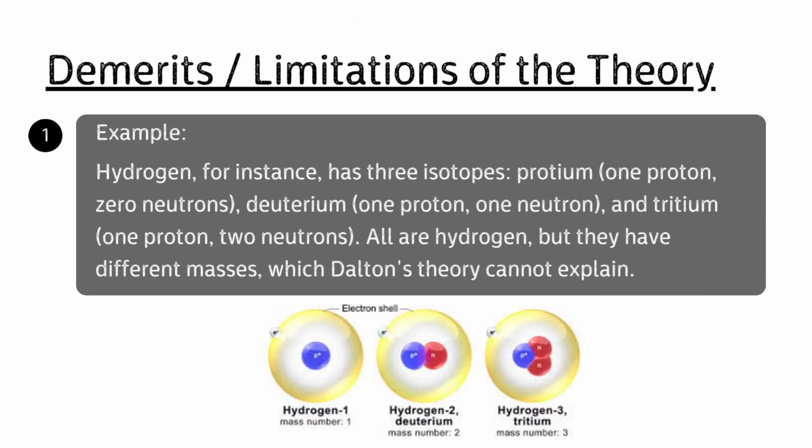Example: hydrogen, for instance, has 3 isotopes. Protium, 1 proton, 0 neutrons; deuterium, 1 proton, 1 neutron; and tritium, 1 proton, 2 neutrons. All are hydrogen, but they have different masses, which Dalton's theory cannot explain.